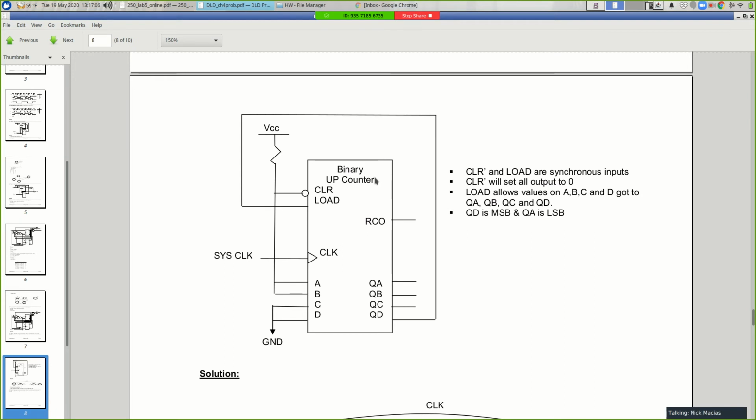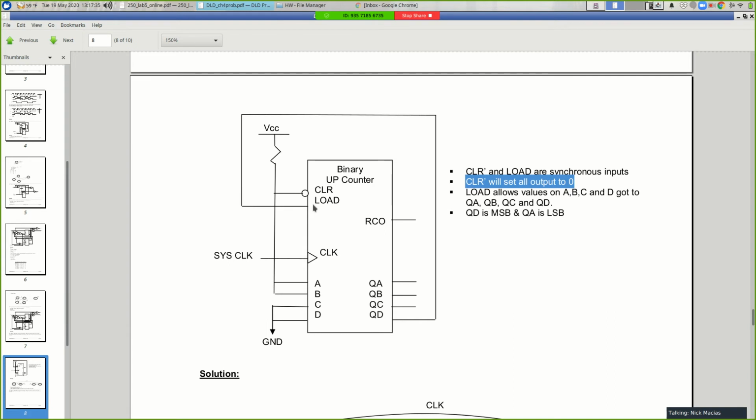This particular up counter has an extra pair of inputs. It has an input labeled CLR, clear, and it says clear bar will set all outputs to 0. So if you were to put a 0 into this line, all of these outputs go to 0. It's a reset option. Well, this input is tied to 5 volts, so clear is never set to 0, so that has no effect.